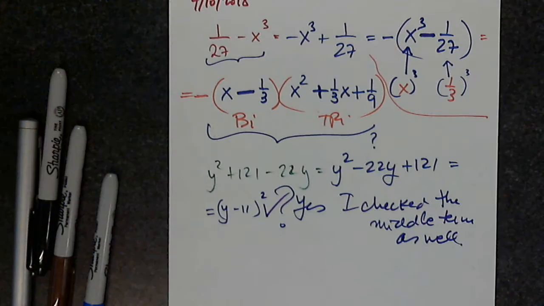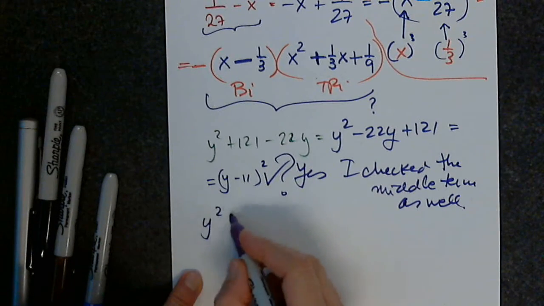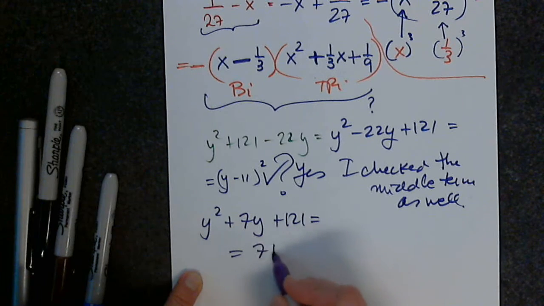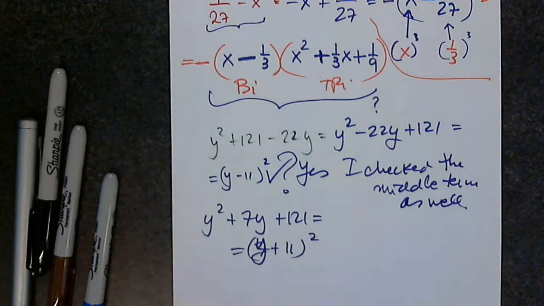These are my notes. I checked the middle term. I didn't just look at the first and the last. Because now, as a counterexample, let me say this. Do you think that y squared plus 7y plus 121 will equal y plus 11 squared? Why not? When I square this, I get this. When I square this, I get this. How come that this is not true?